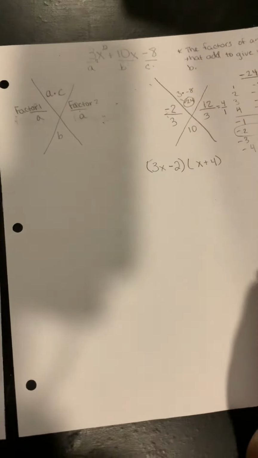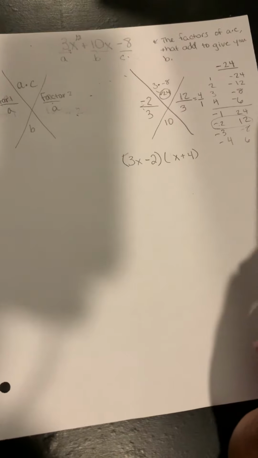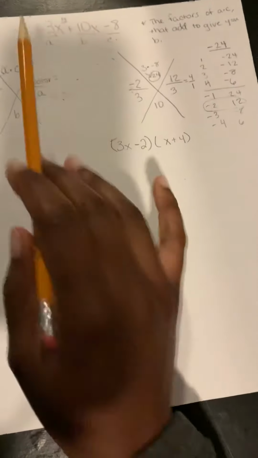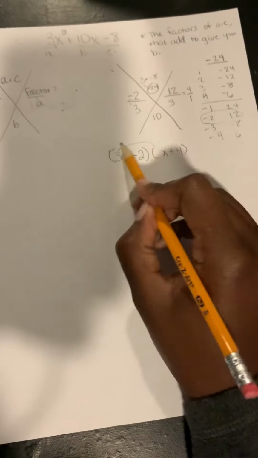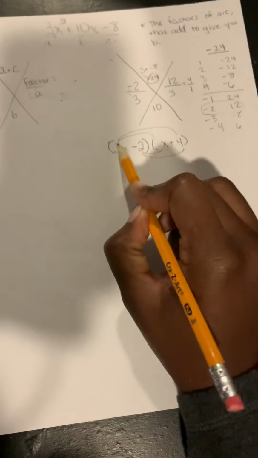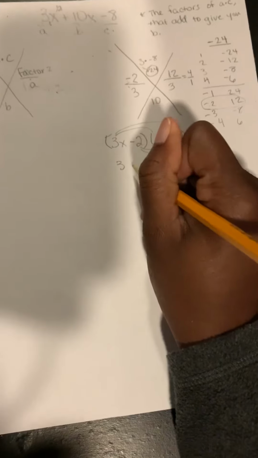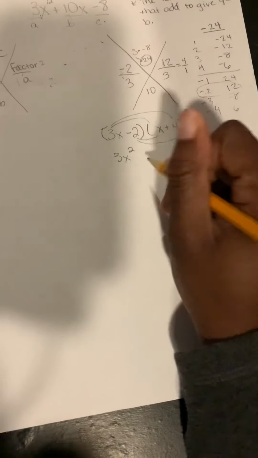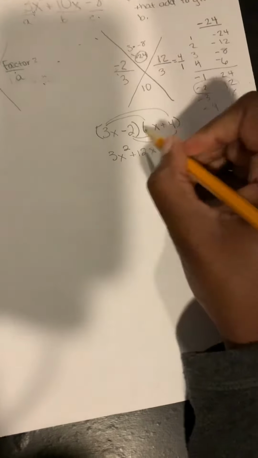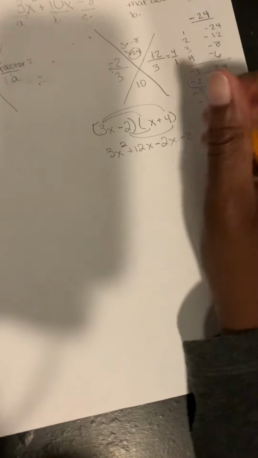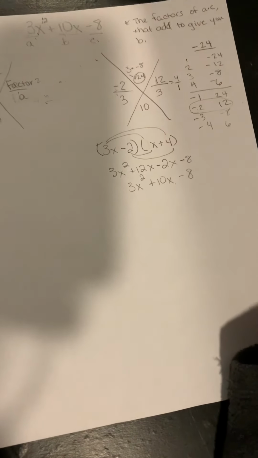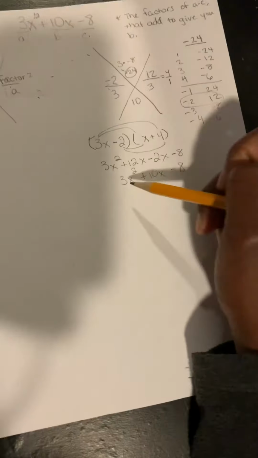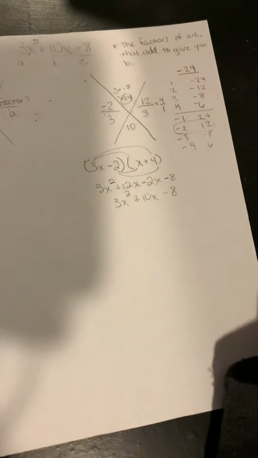To check if your factoring actually worked, you can FOIL it back out and see if you get the original. So if we FOIL this back out, 3x times x is 3x squared. 3x times 4 is 12x. Negative 2 times x is negative 2x. Negative 2 times 4 is negative 8. Combine like terms, you have 3x squared plus 10x minus 8. Since we multiplied those back out and got the original, we know that these are the two factors.